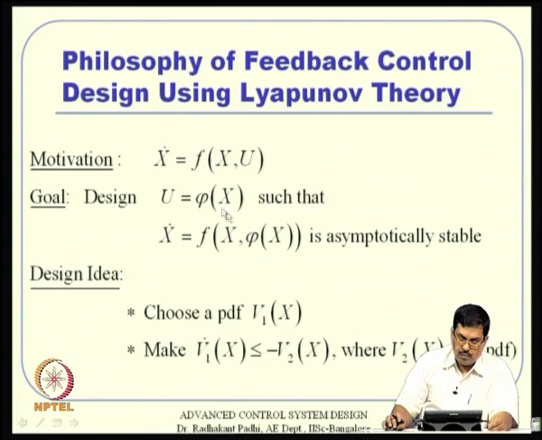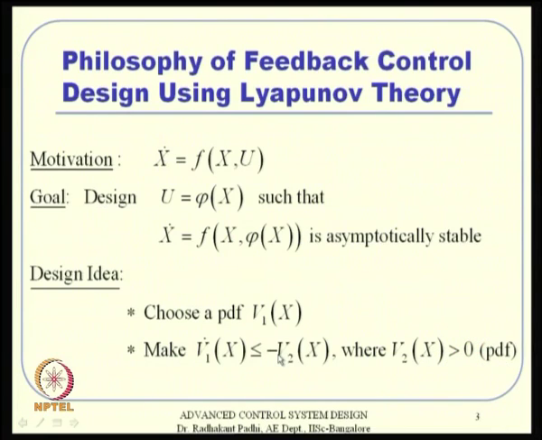So, what is the idea there? How do you make sure that that happens actually? The idea here is first you choose a positive definite function V1, let us say, and make sure that V1 dot is less than or equal to negative of V2, where V2 is a positive definite function. And remember, these are all sufficiency conditions, so you will not be operating in an optimal way, but in a conservative way basically. Well, that is okay.